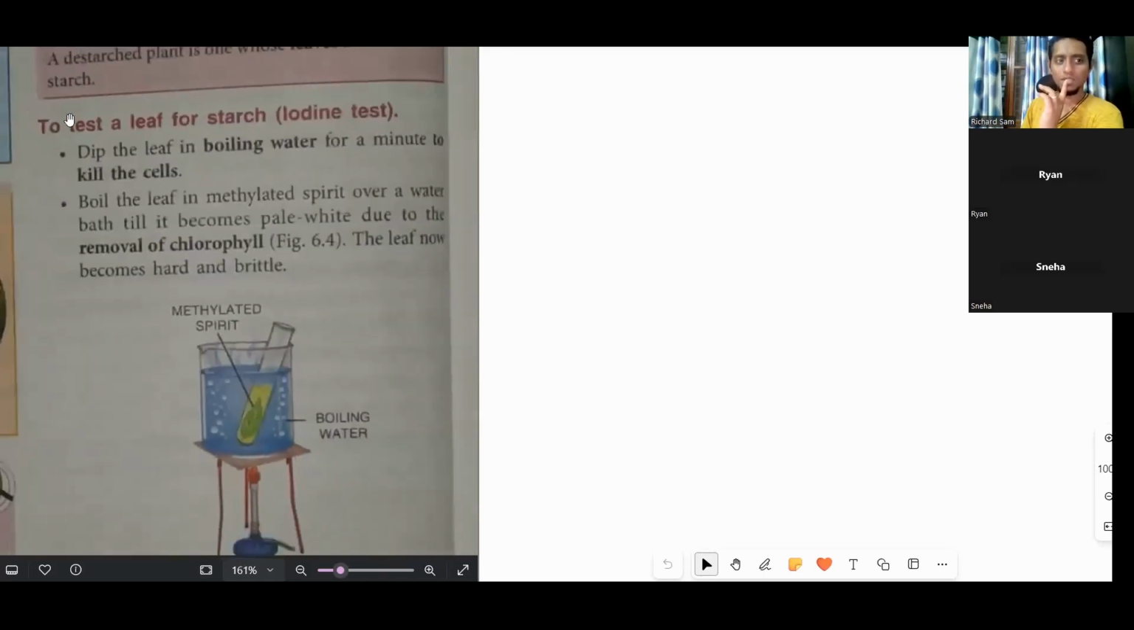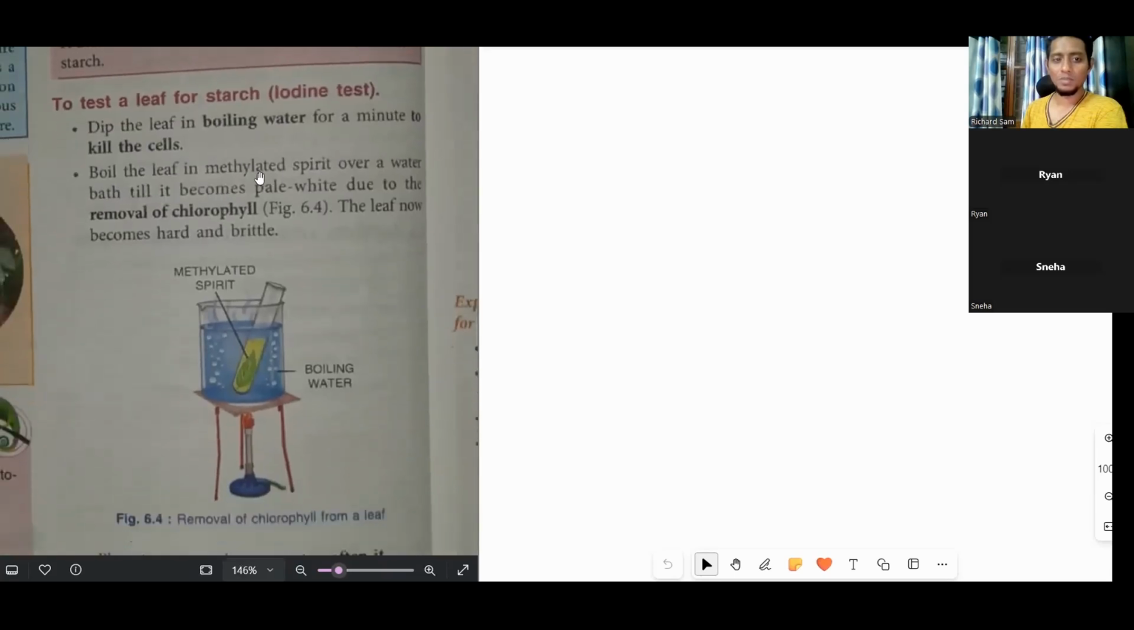So let's read through this, how to test a leaf if it has starch or not. First is dip the leaf in boiling water for a minute to kill the cells. Then boil the leaf in methylated spirit over a water bath till it becomes pale white due to the removal of chlorophyll. The leaf now becomes hard and brittle. So two things we have done to the leaf. First, we boiled it in hot water, so we killed the leaf, but starch is still there because it was formed before we killed the leaf.